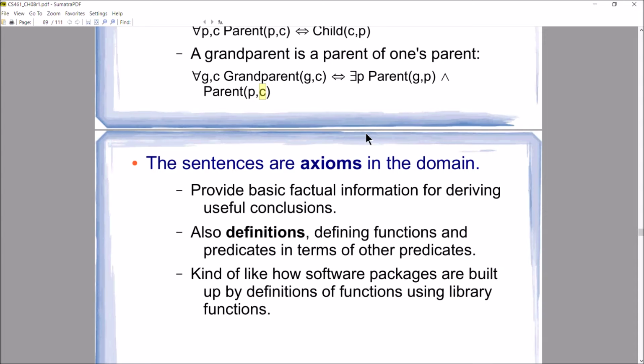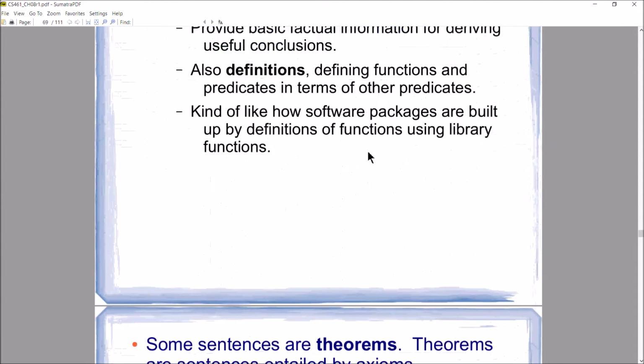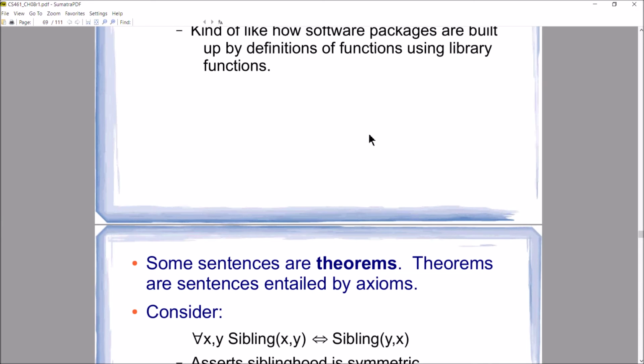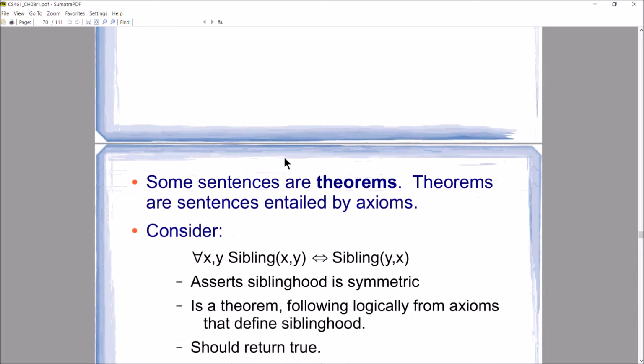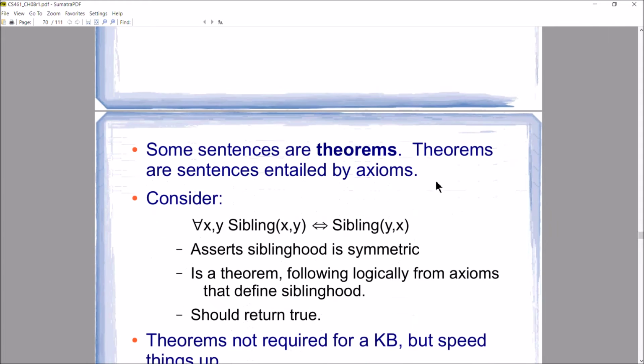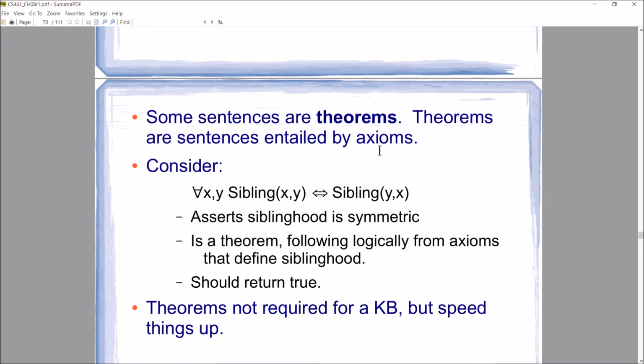So definitions can utilize axioms to give you more detailed information. More on this in a bit here. Axioms are the very, very base. Some sentences are theorems, and theorems get entailed by axioms, right? So a theorem is implied by axioms.